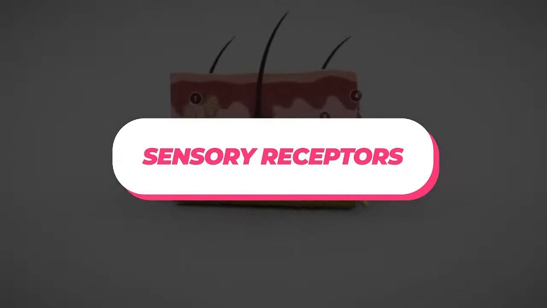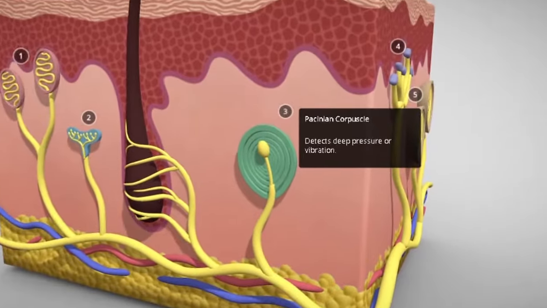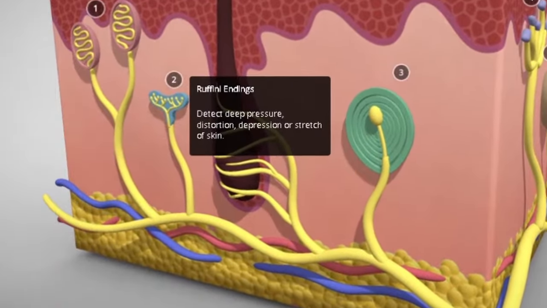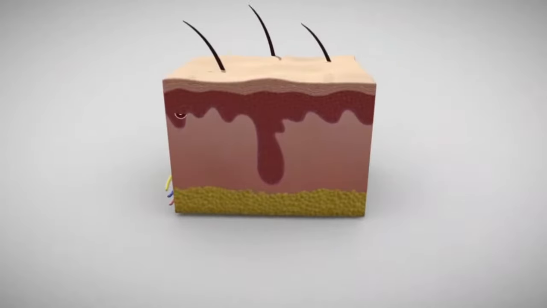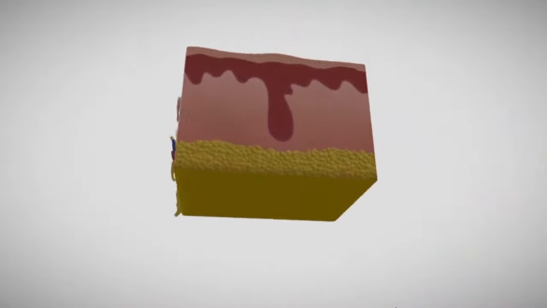Sensory receptors. The integumentary system also contains various sensory receptors, such as Merkel cells, Meissner corpuscles, Pacinian corpuscles, and free nerve endings, which help to sense touch, pressure, and pain. These receptors are located in the epidermis and dermis layers of the skin and send signals to the brain through the nervous system.